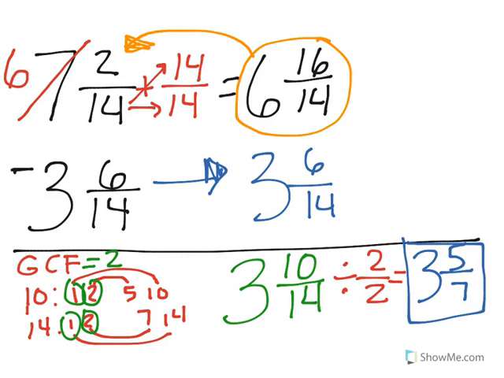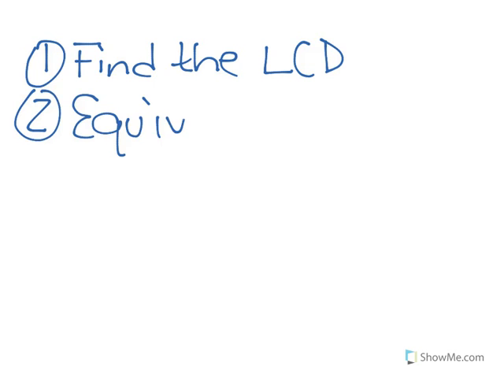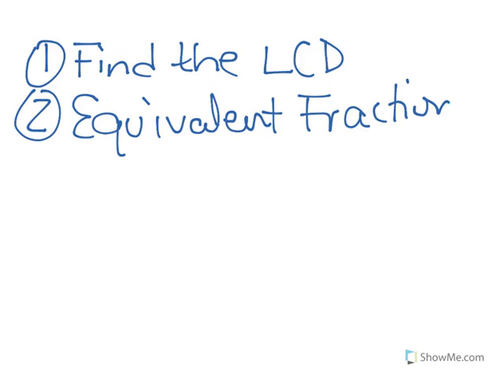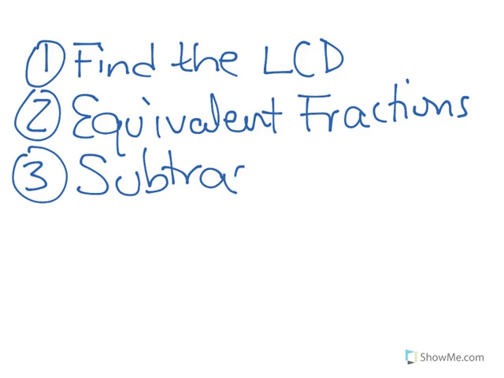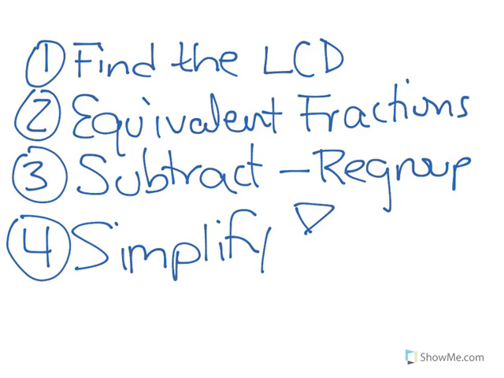Remember to follow your steps for subtracting fractions. Step 1 is to find the least common denominator. Step 2 is to make equivalent fractions. Step 3 is to subtract, but we also have to regroup. And the last step is to simplify. That's a big step.